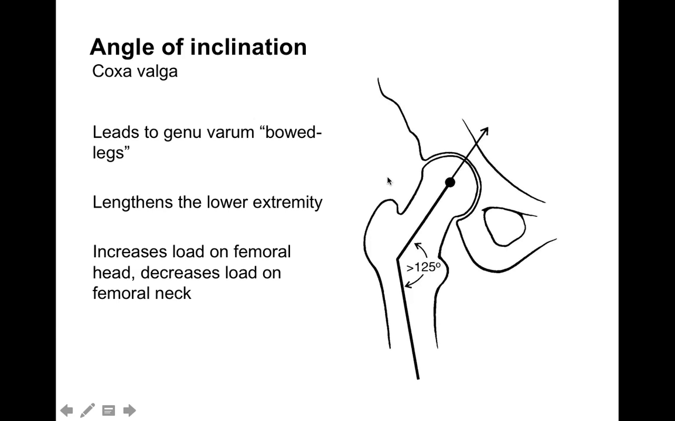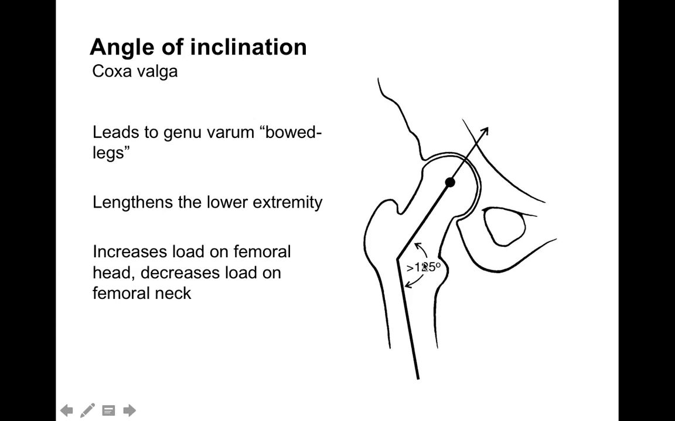When that angle is greater than 125 degrees, this is defined as coxa valga. Now, coxa valga, as you may recall, leads to genu varum, bow-legged. You're not always going to be able to see the underlying coxa valga, but a coxa valga will lead to genu varum. The other consequence of this increased space between the knees when the individual is asked to stand in a relaxed position is that the lower extremity or extremities are lengthened.